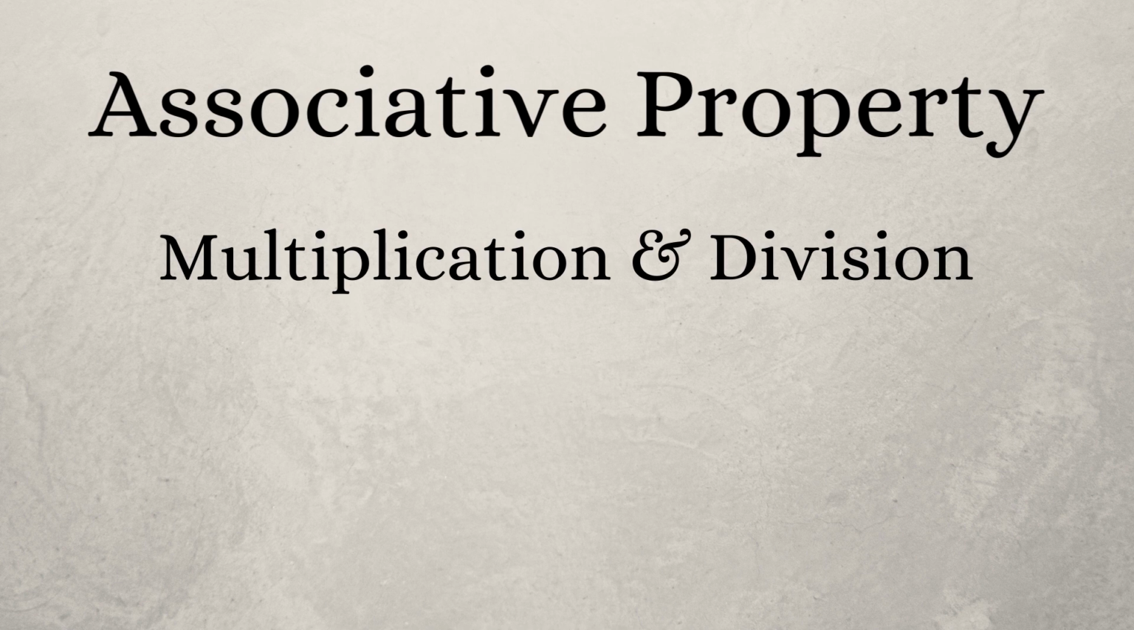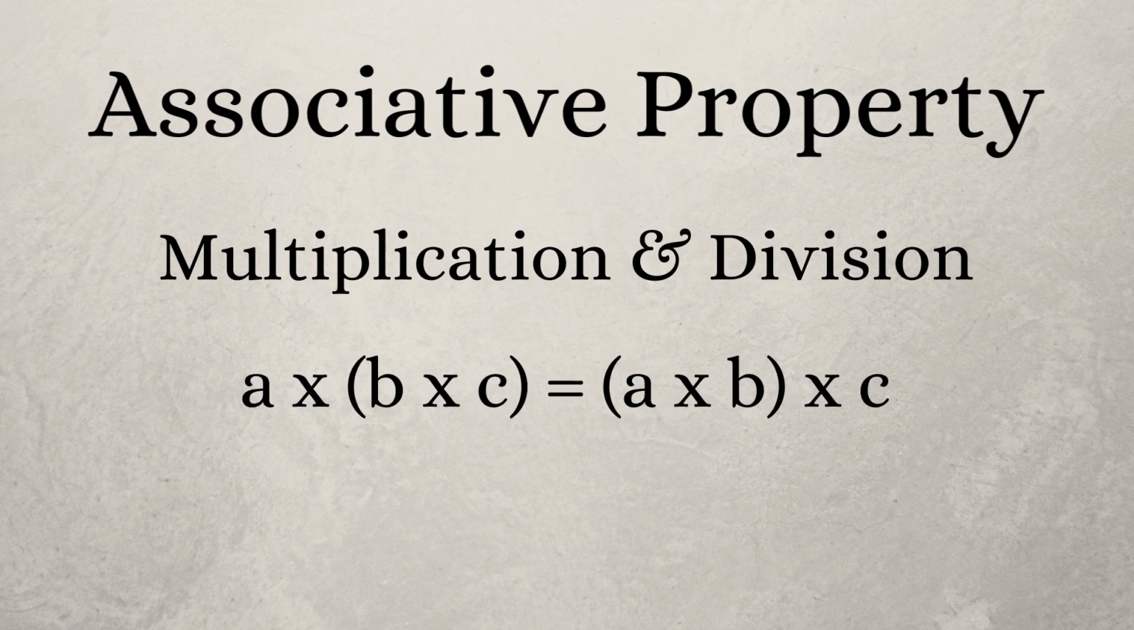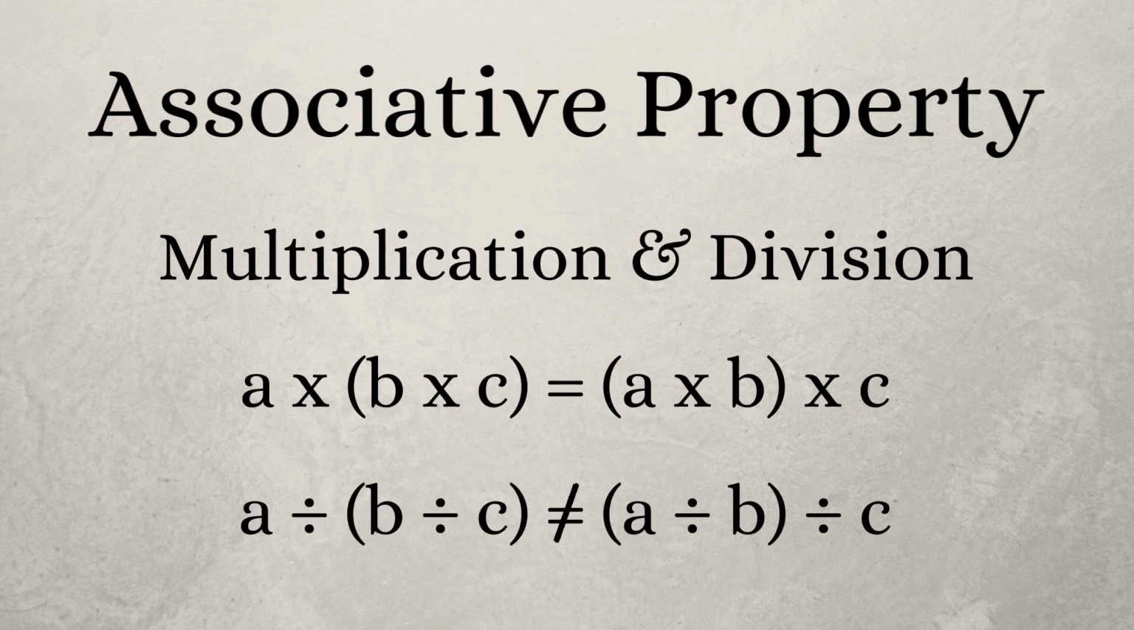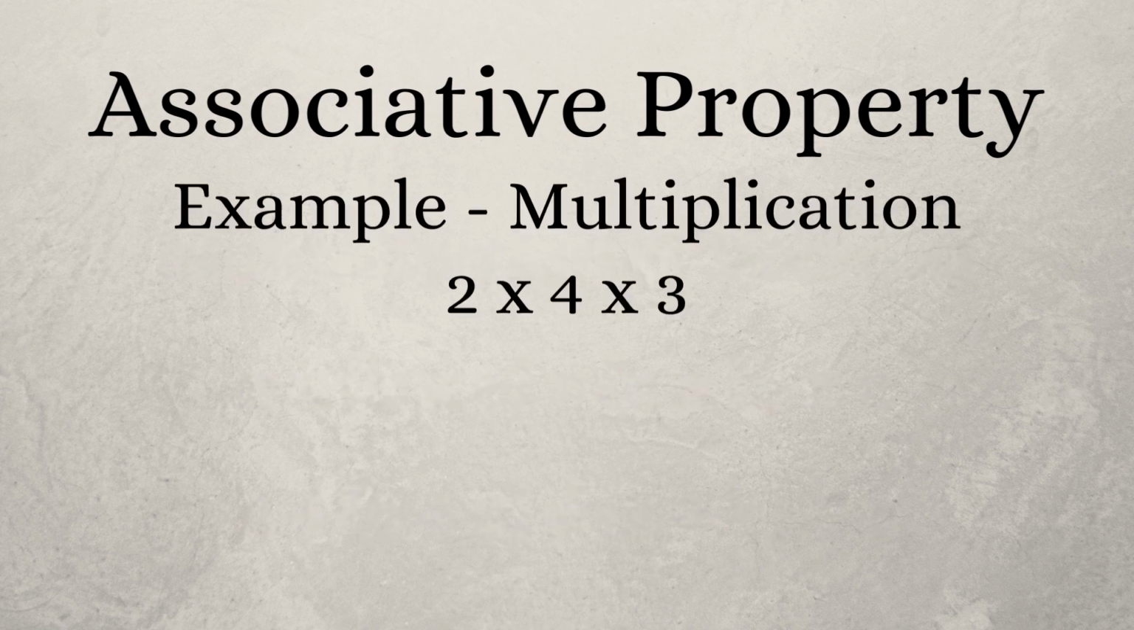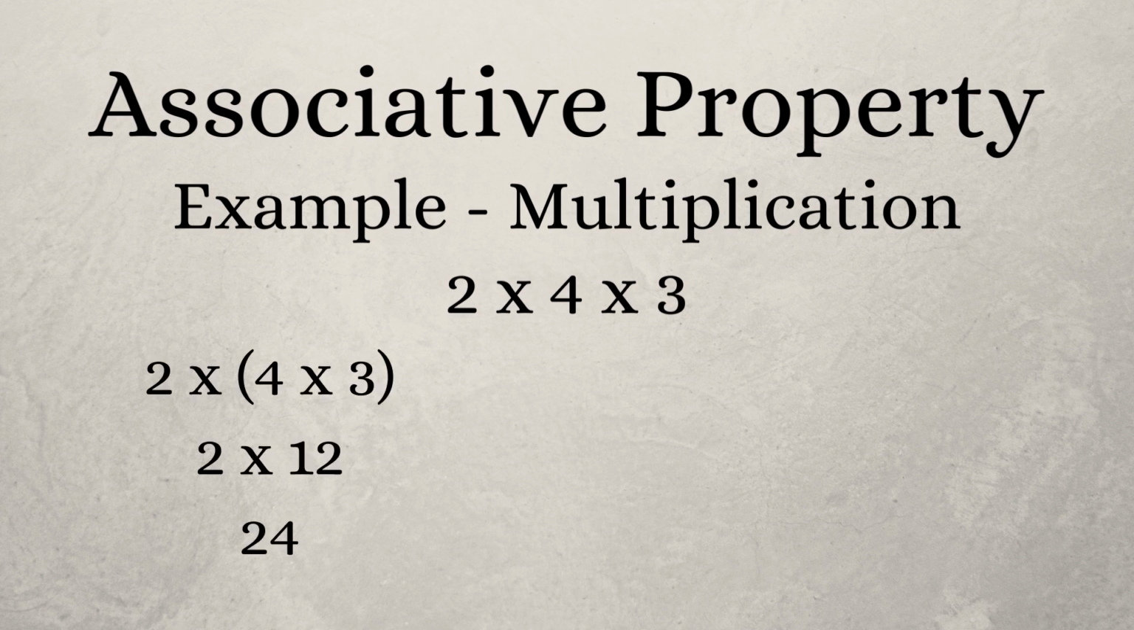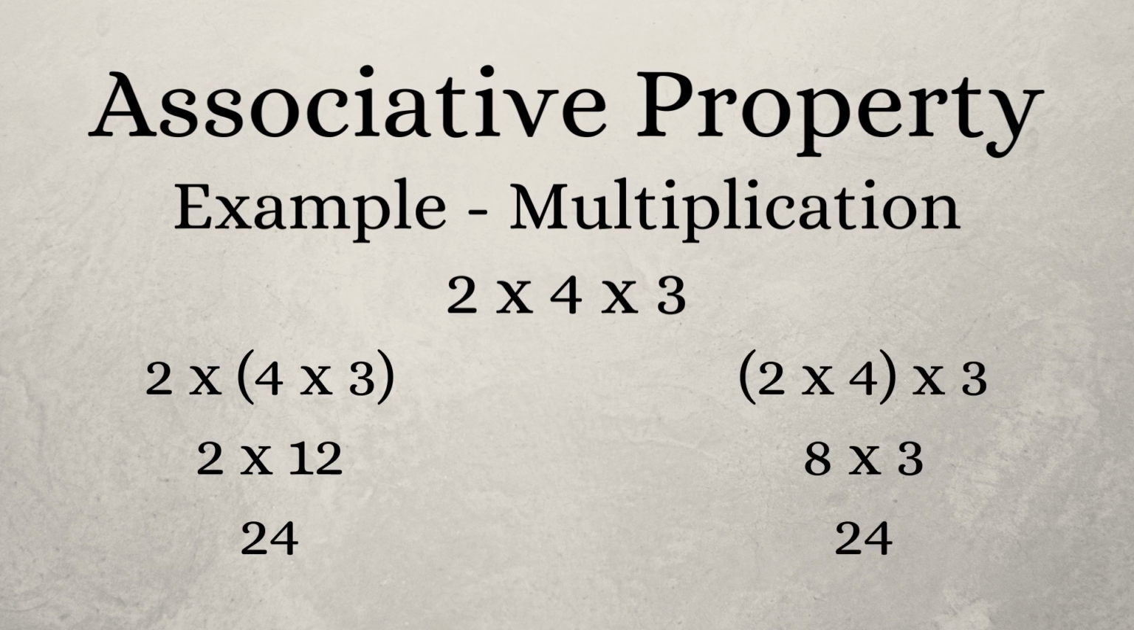Moving on to multiplication and division. We can observe that associative property holds good for multiplication and not for division. Let's see how with some examples. Let's compute 2 into 4 into 3. So here we group 4 and 3 first. Computing 4 into 3 gives us 12 and then multiplying it with 2 gives us 24. Next method, we'll group 2 and 4 together and multiply it to get 8. Then we multiply 3 with it to give us the answer of 24 again.